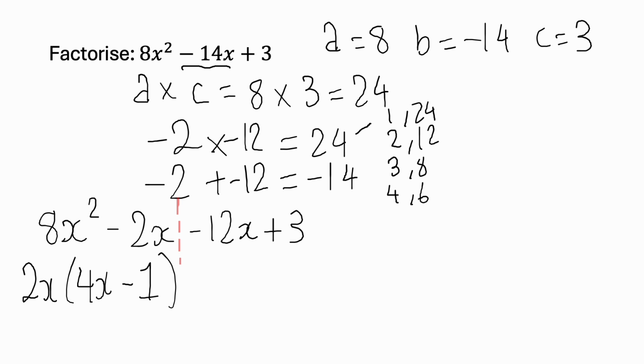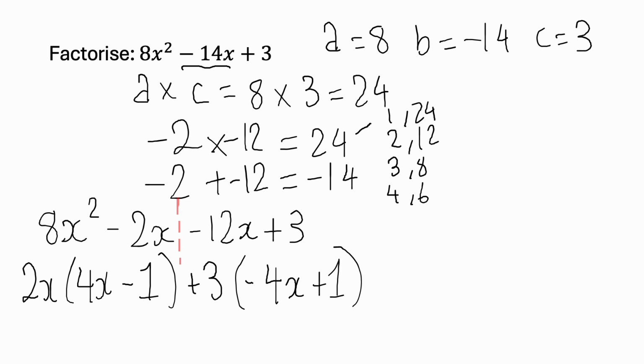This one here, so what do they both have in common with each other? They have a 3 in common with each other, so plus 3. And then 3 times by what makes negative 12x? That's going to be negative 4x. And then 3 times by what makes 3? That's plus 1.